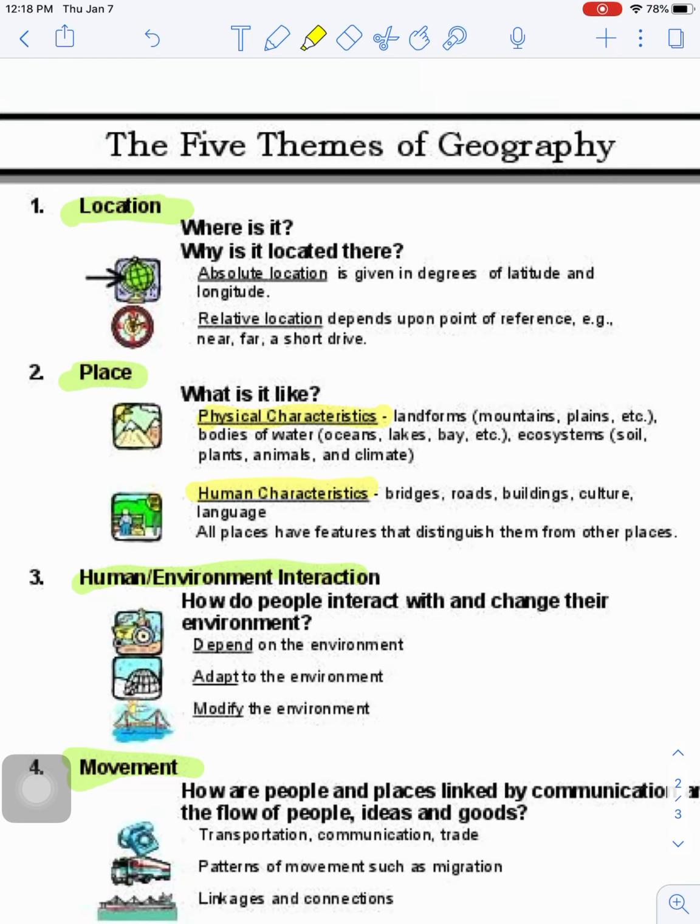Whereas human characteristics are items that were created by humans. So for example, if you look outside and you see a paved road, that is a human characteristic of the place that you are at. So these can include bridges, roads, buildings, cultural language. All places have features that distinguish them from other places. So a place, again, is what it is like, maybe what it looks like, what it is like to actually be there. And we can break that down even more by looking at the physical and different human characteristics of that.